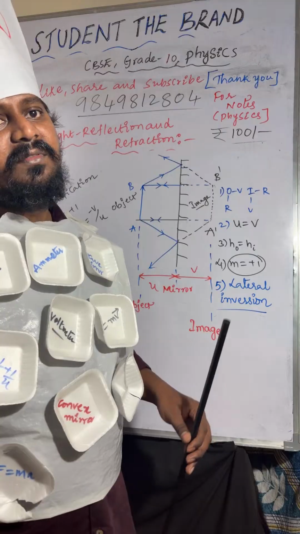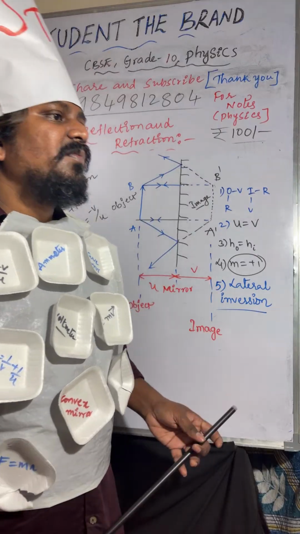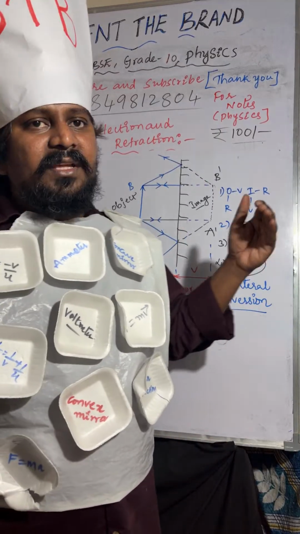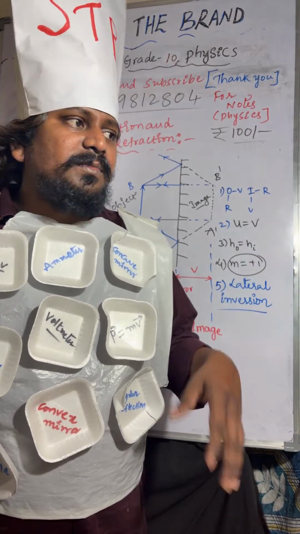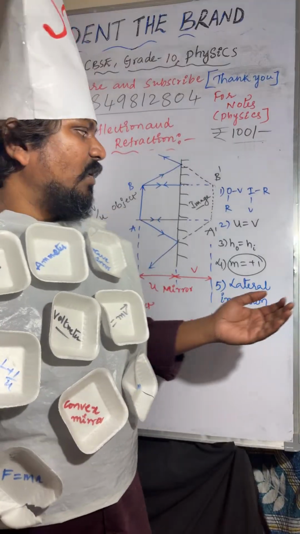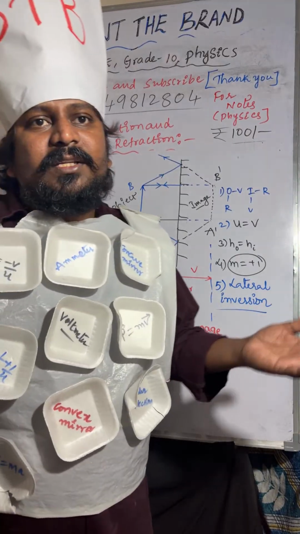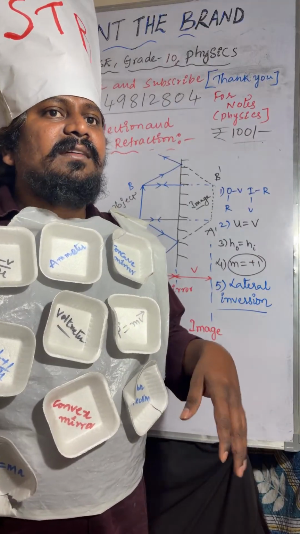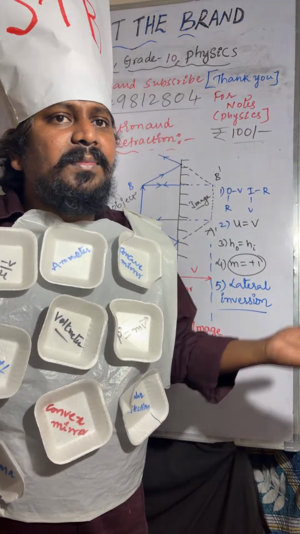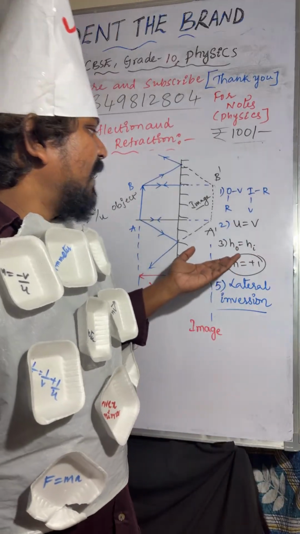So what is magnification? Magnification is nothing but the ratio of height of the image to height of the object. Instead of height we can also take size. Size of the image by size of the object is called magnification.